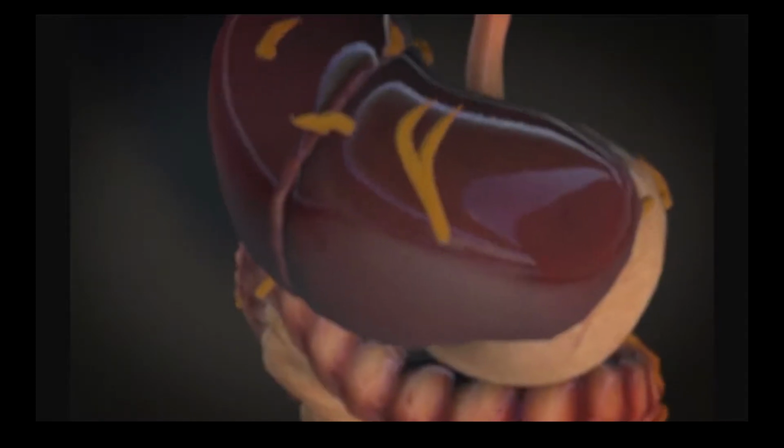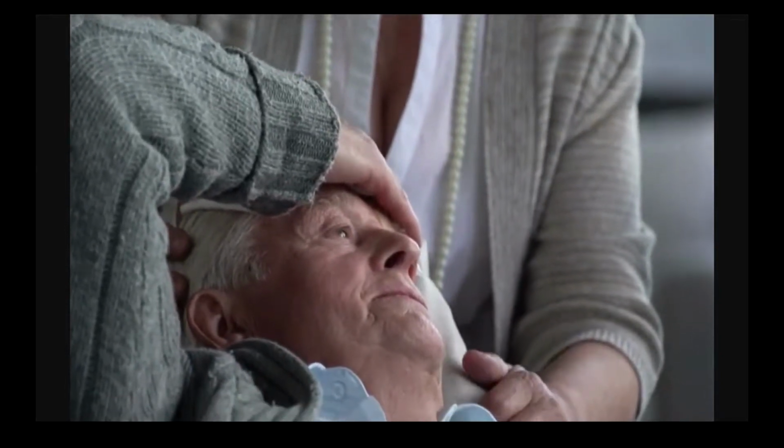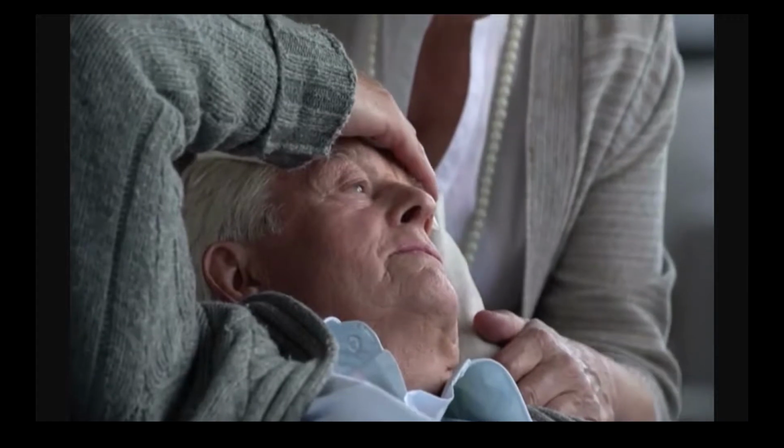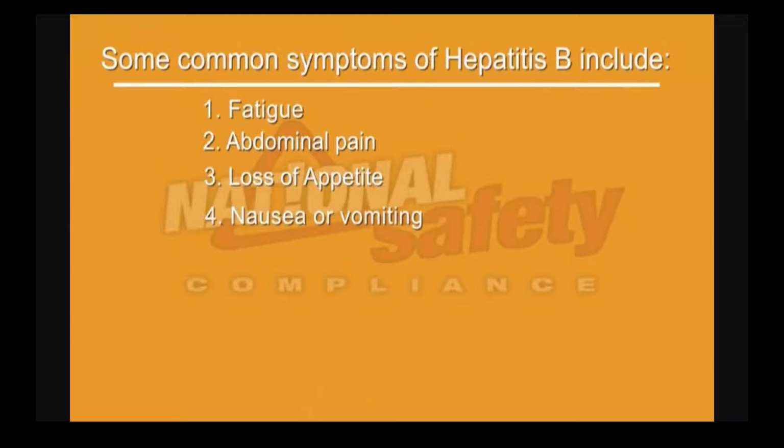Hepatitis B is a virus which affects the liver. Most cases of hepatitis B don't last long. The body's immune system typically will fight the virus off in a few months and then is immune forever. Unfortunately, some people are not able to fight the virus and end up with chronic liver infection. Such infections can lead to liver failure, cancer, and even death if left untreated. Some common symptoms of hepatitis B include fatigue, abdominal pain, loss of appetite, nausea or vomiting, joint pain, jaundice.